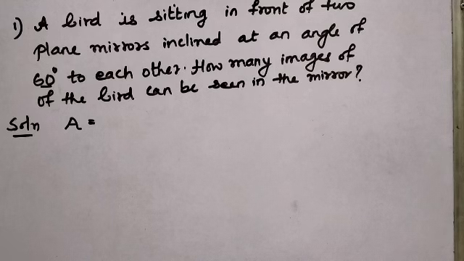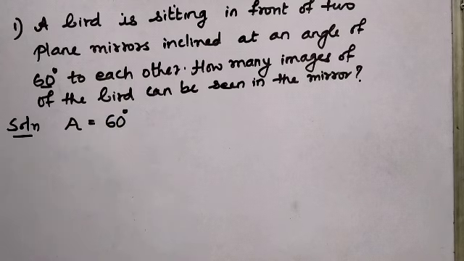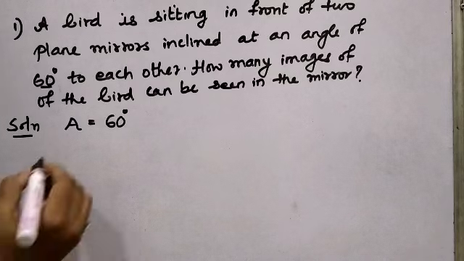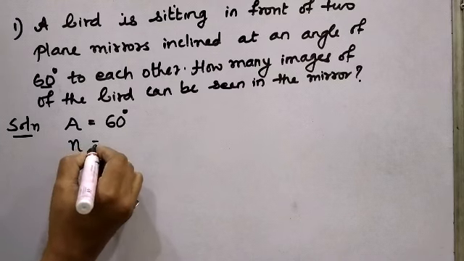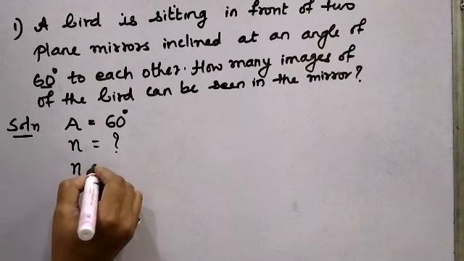Let us take up the first numerical. The question is, a bird is sitting in front of two plane mirrors and these two plane mirrors are inclined at an angle of 60 degree to each other. So the angle between the two mirrors A is equal to 60 degree. How many images of the bird can be seen in the mirror? So we have to calculate the number of images of the bird, that is N, that can be seen in the mirror. So we use the number of images formula.